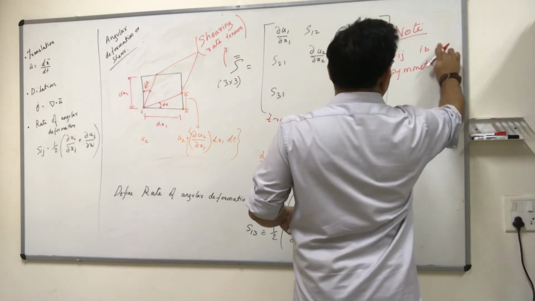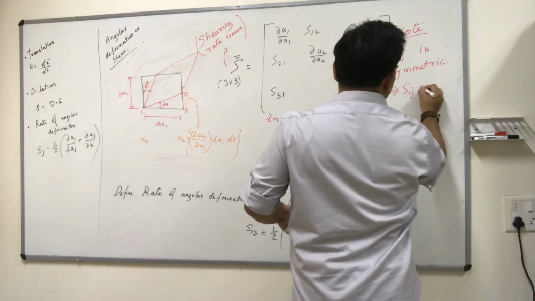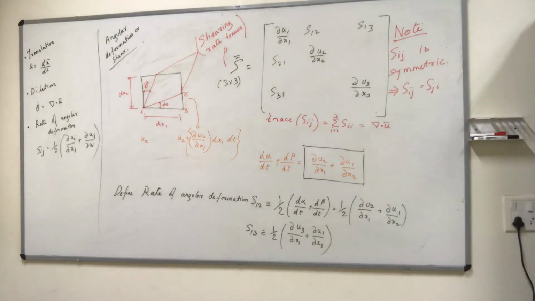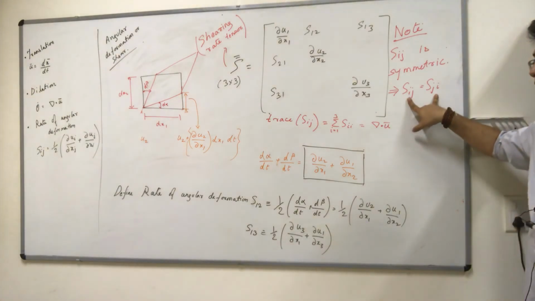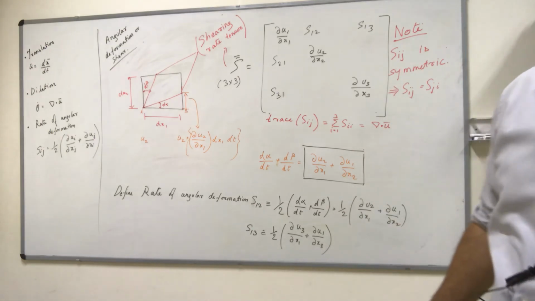Sij is symmetric. Okay, that's it. So that is Sij equal to Sji. The way you have defined it, you have automatically achieved this. This just comes from the way we have defined all the important quantities.